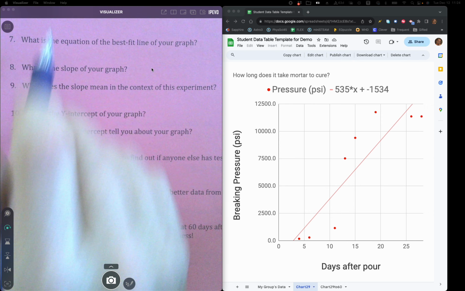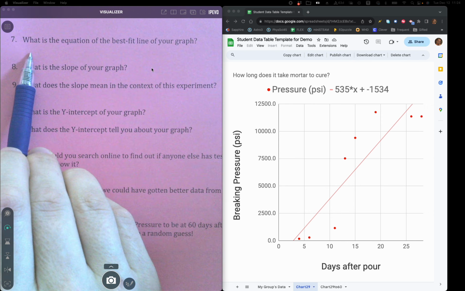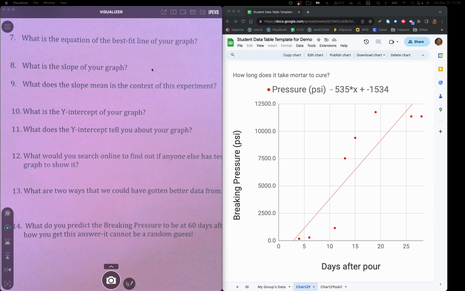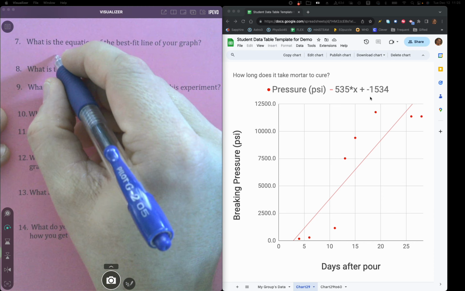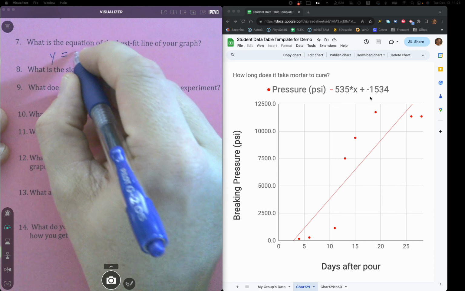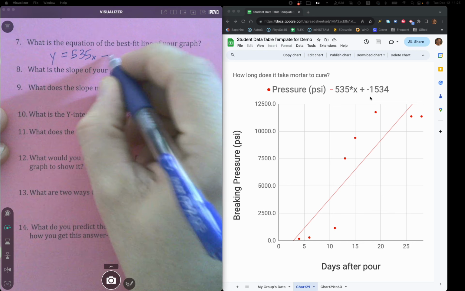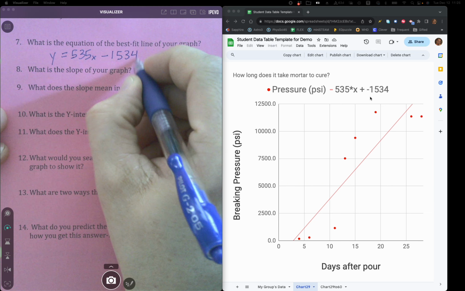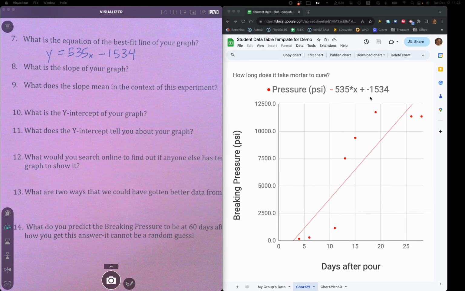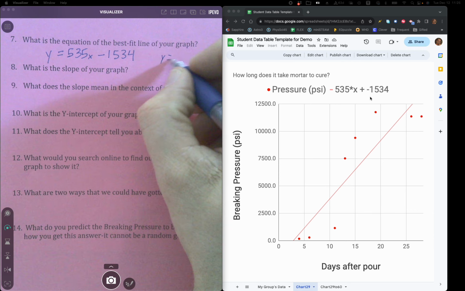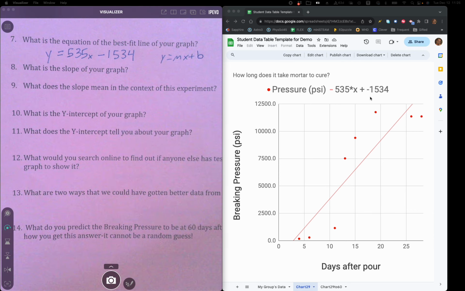So if I look at number 7, it asks, what is the equation of the best fit line of your graph? So I look on over and I see, oh, there it is. 535x plus a negative 1534. So what I write down is y equals 535x minus 1534. All right, that's my line of best fit. If you note, that's in the y equals mx plus b format. Okay, some special name for that in math, but I don't know that. Let's go to number 8 then.